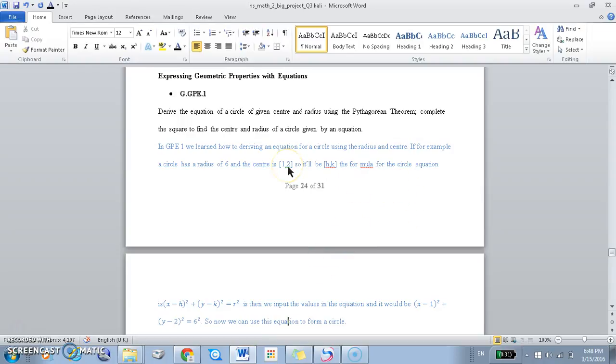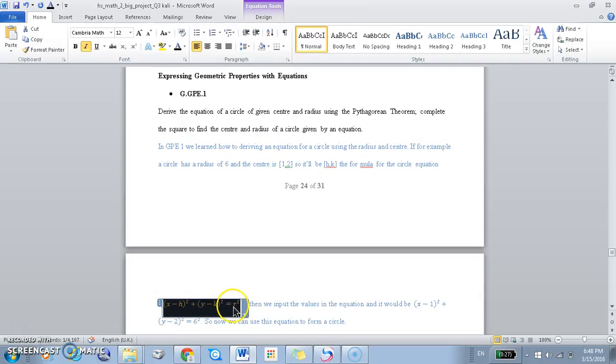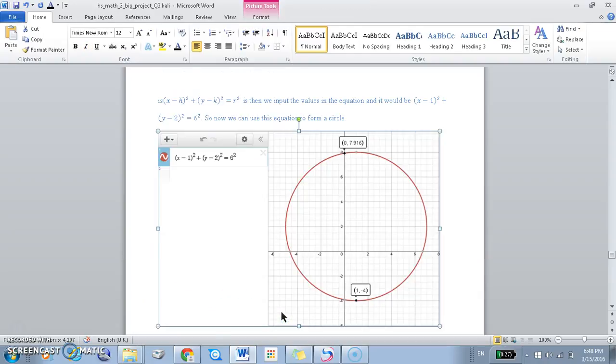So for my example, I used the center as 1, 2, which is h, k, and 6 is the radius. The formula is right here, so the radius is supposed to be right here. So when we input the values in the equation, it would be x minus 1 squared plus y minus 2 squared, because 1 is h and 2 is k. And 6 is the radius, so we put it right here. So now we can use this equation to form a circle, and this is what the circle would look like.